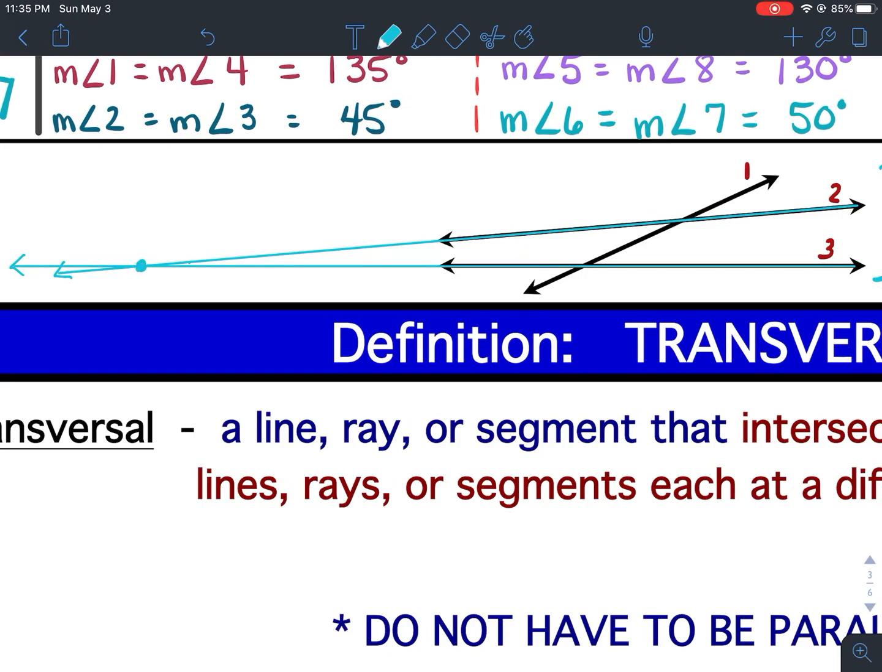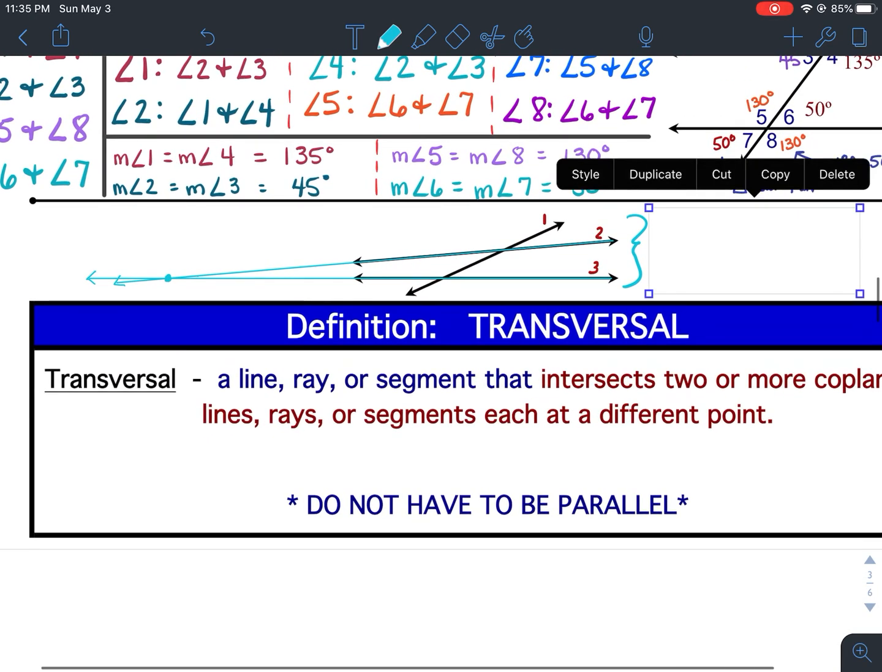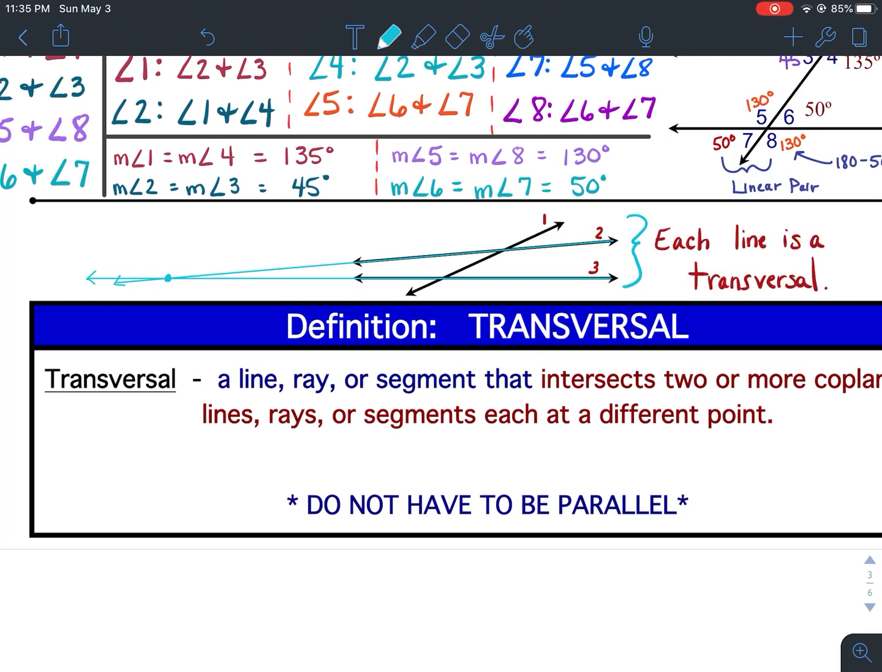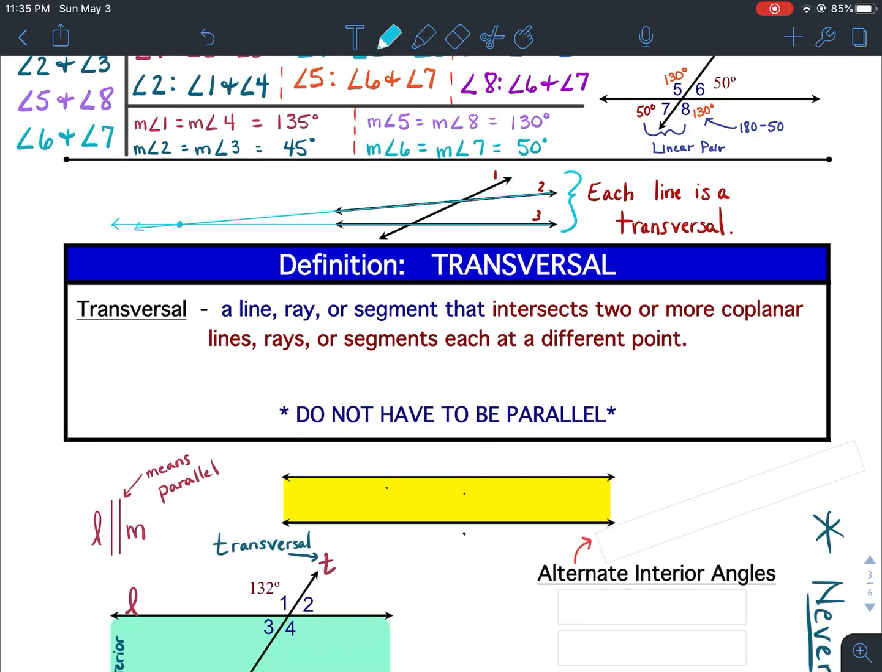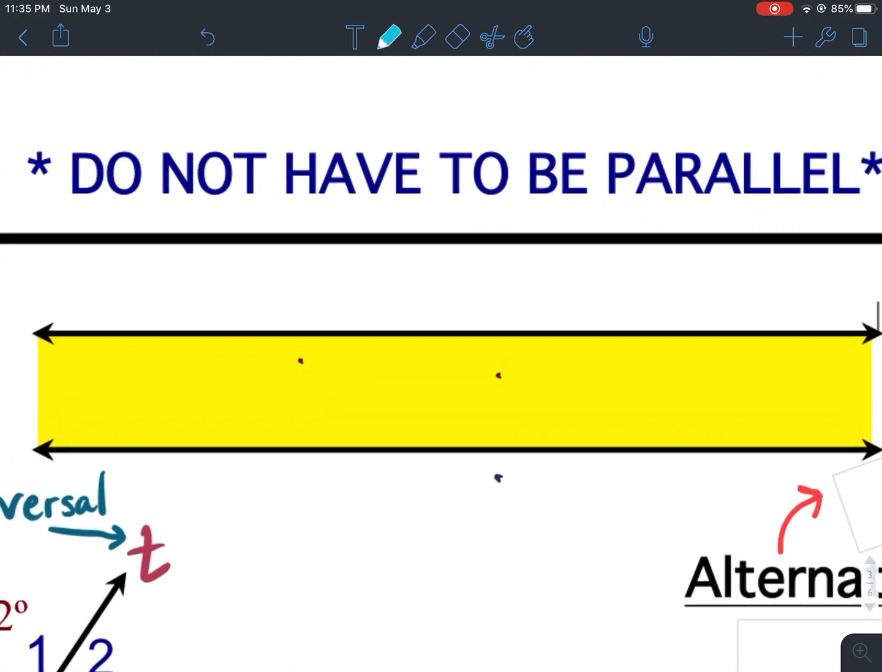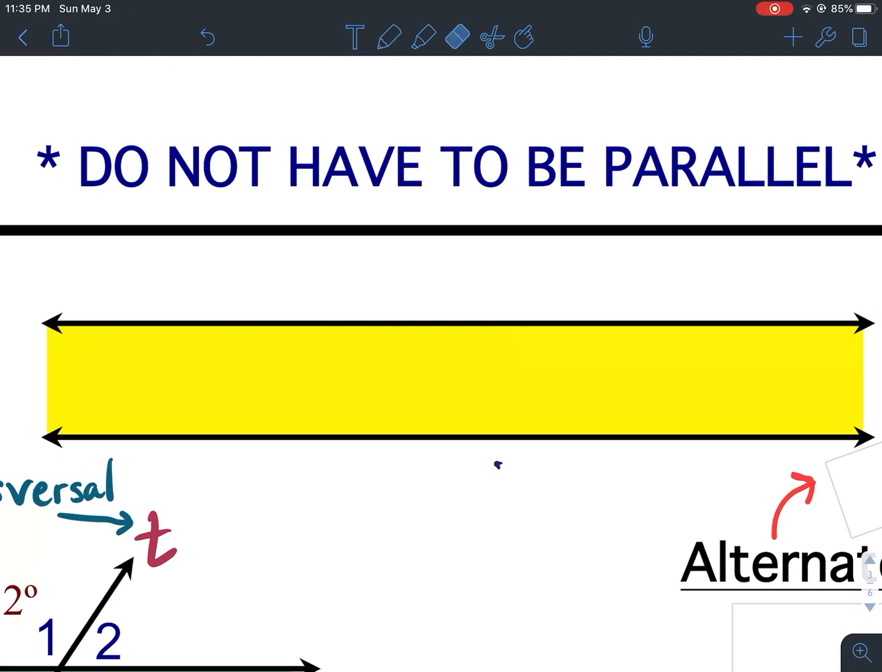So line 2 intersects both lines 1 and 3, and line 3 intersects both lines 1 and 2, making them also transversals. Therefore, in this figure, because the lines go on forever, they do eventually intersect. That makes each line in this figure a transversal. Well, we're going to be dealing with transversals that cut parallel lines. All right, before we do that, we need to understand something.